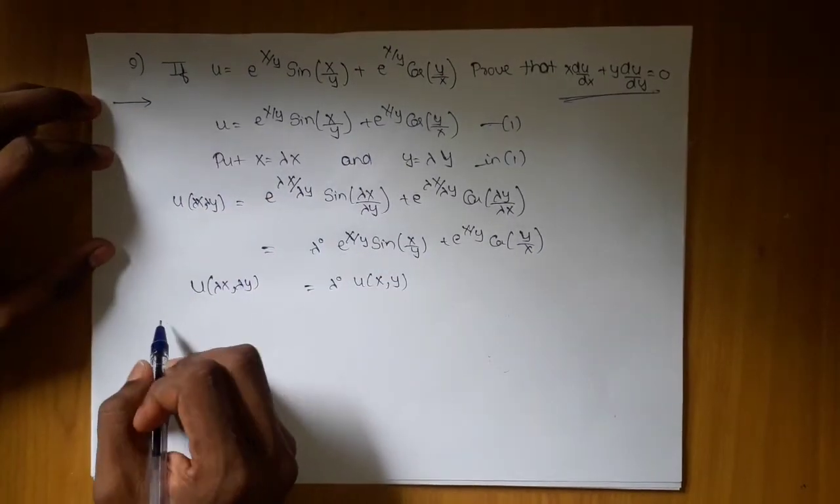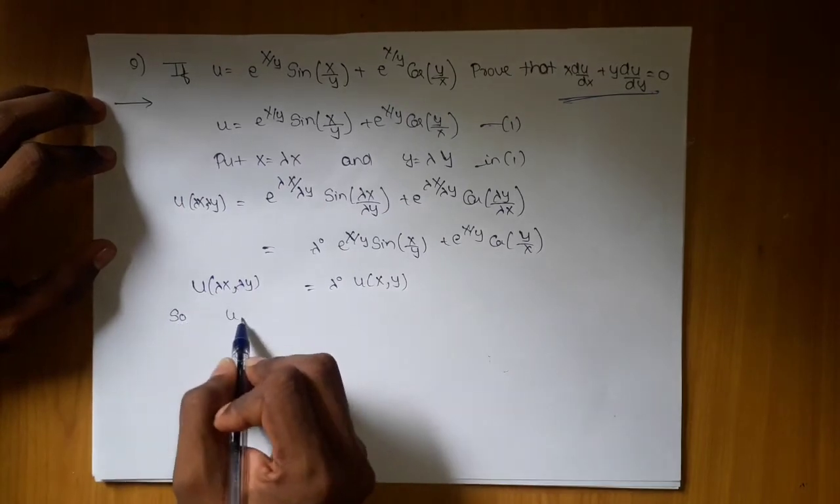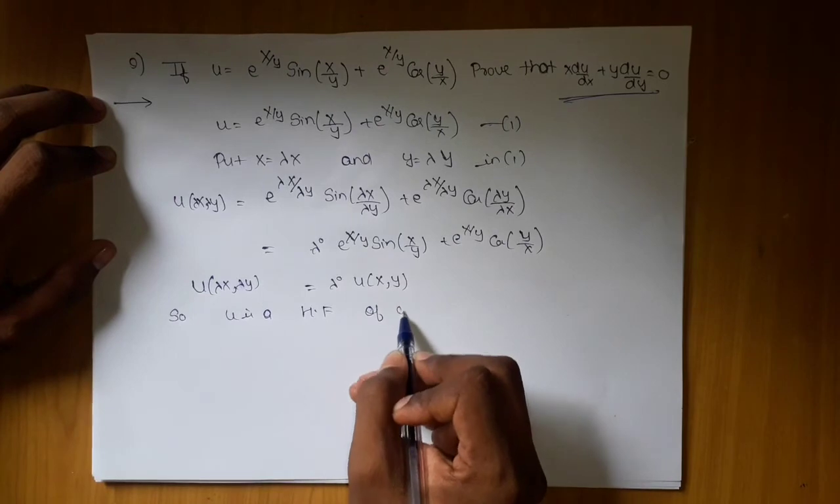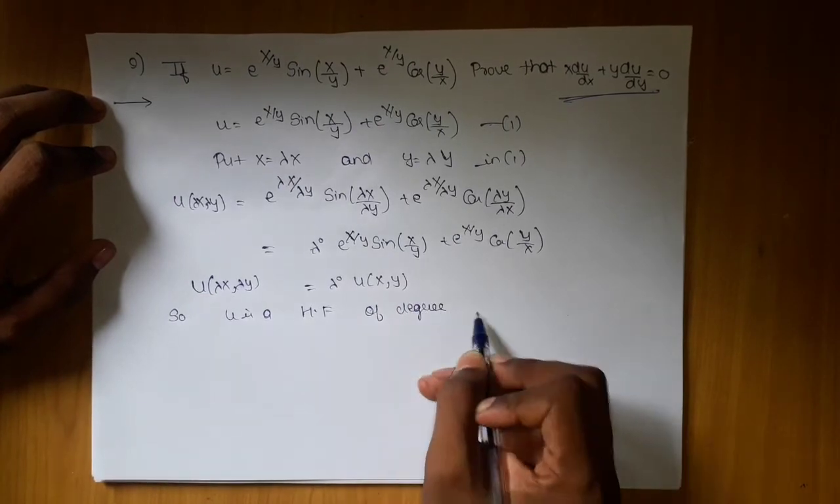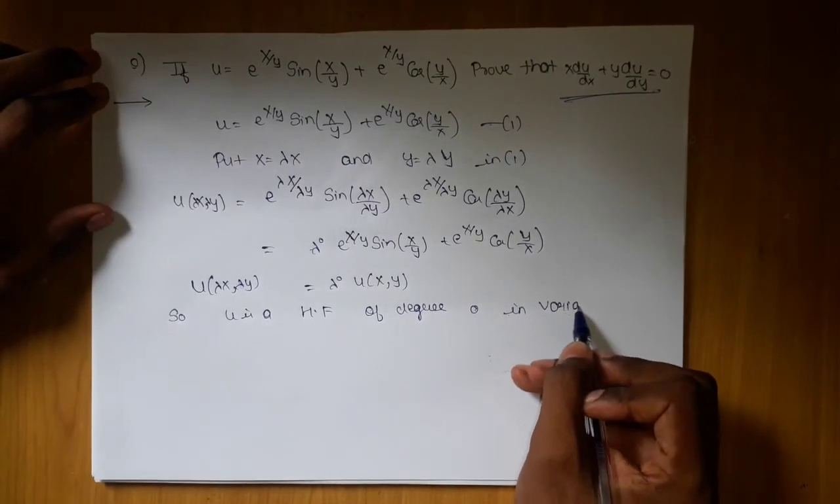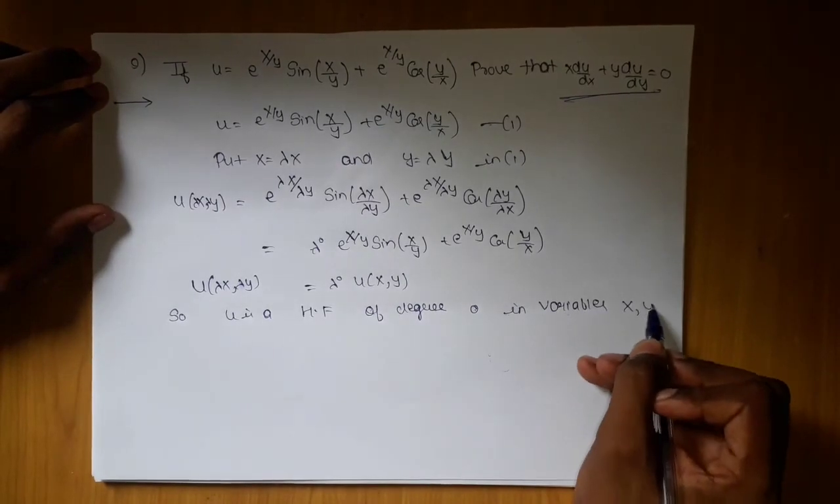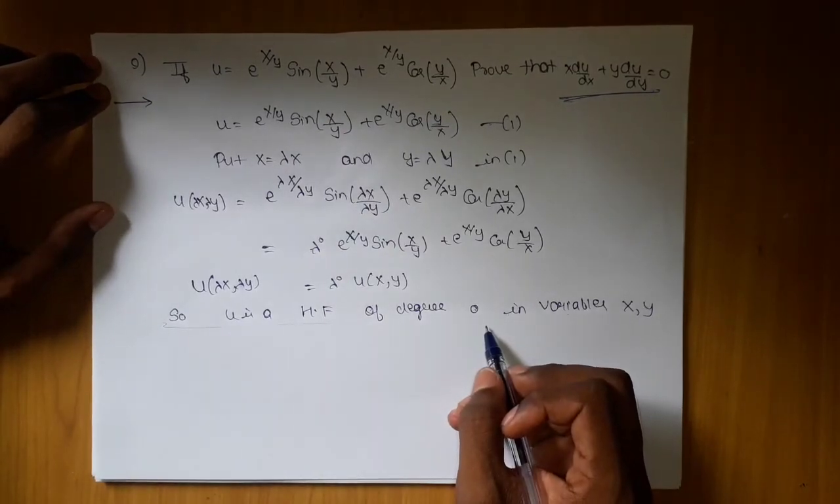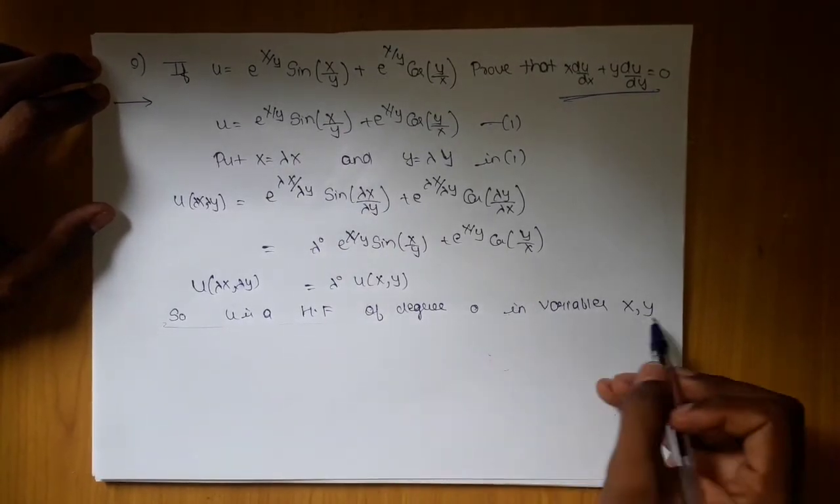What you have to write, this statement is very important. So u is a HF, homogeneous function of degree 0 in variables x comma y. This part is very crucial. If you don't write that statement, the teacher may deduct marks, but this statement is additional, it's up to you.